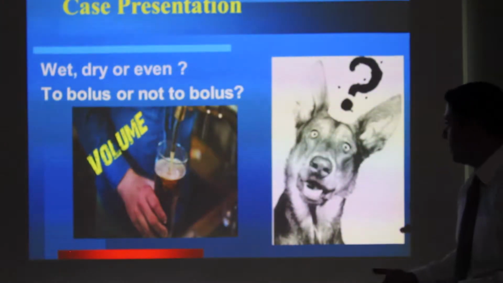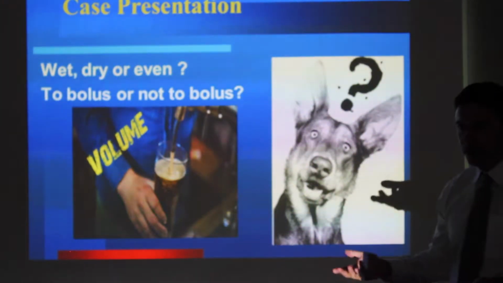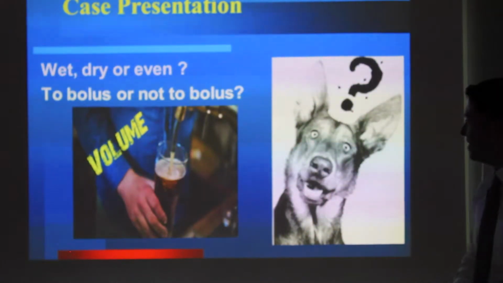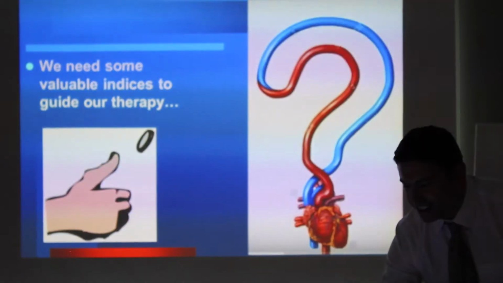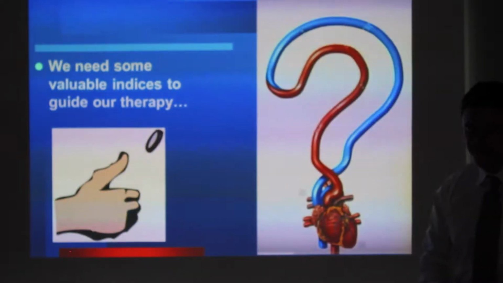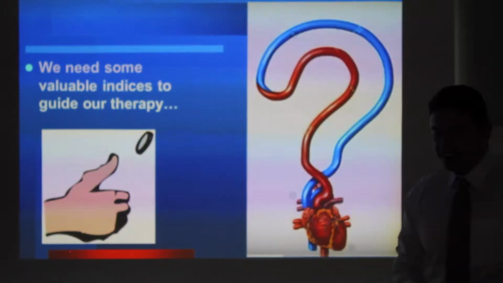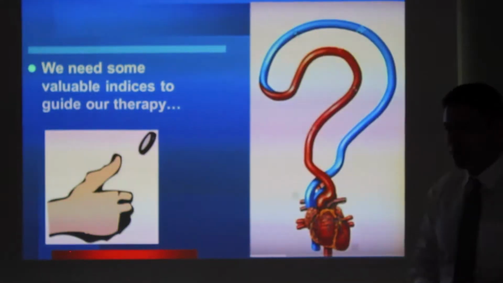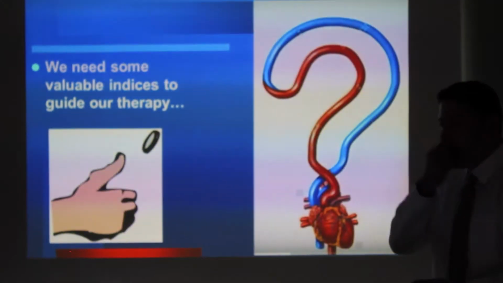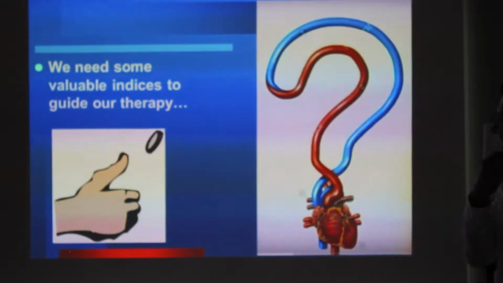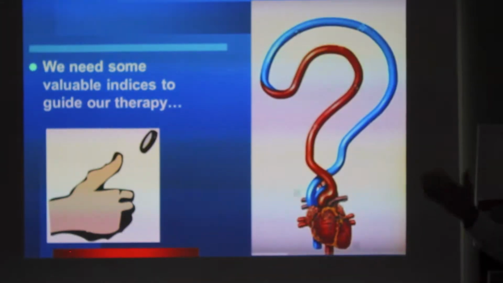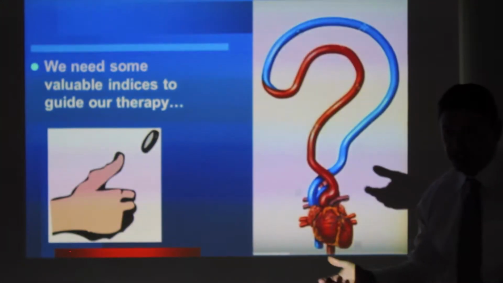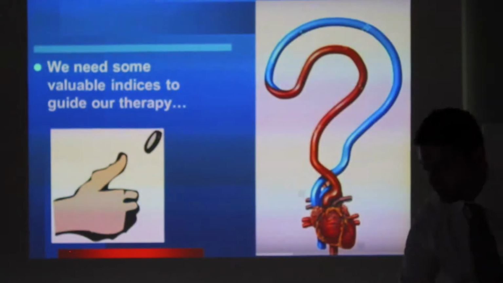We need to know what's going on here. And most importantly is the stroke volume, because this is really what's going on. But the CVP is 15. The PEEP was 16, so you have to do a formula for that too, right? Let him do his talk. So we need some valuable indices to guide our therapy here, right? You guys agree? It's hard.